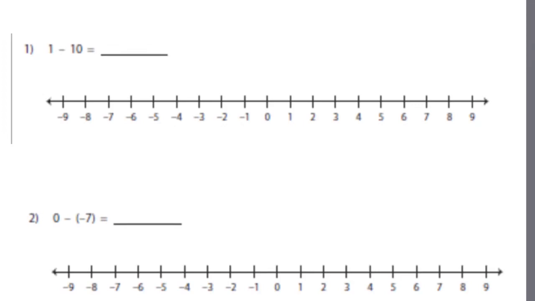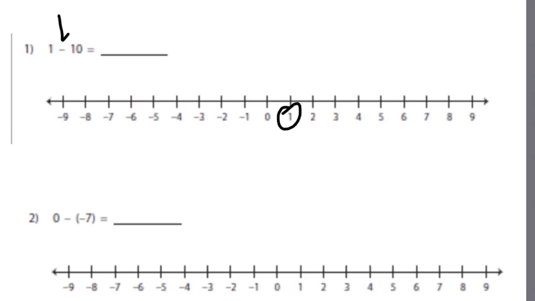In elementary school, they told you that you couldn't and that you had to start with the bigger number. In middle school, I'm telling you that you can, but your answer is going to be a negative number. So we are starting with 1. So that's where we're going to start on our number line. So we're going to circle 1, and we're taking away 10.